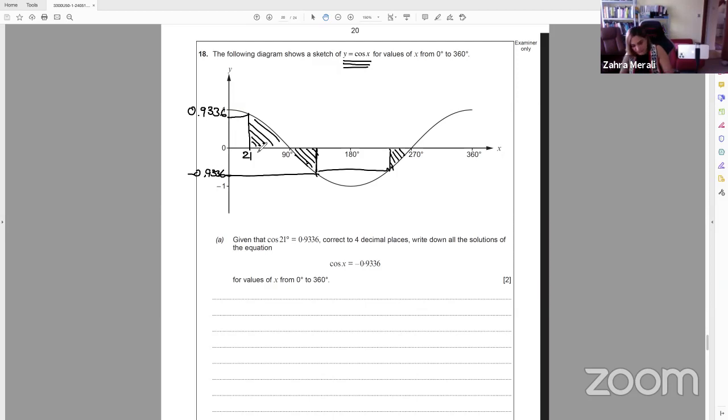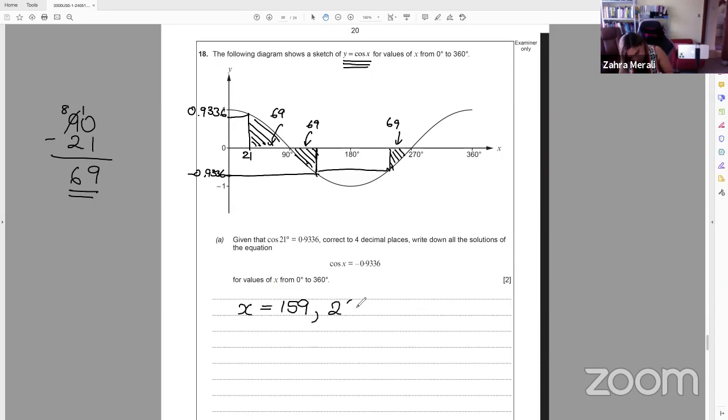So if we said that, we can find out this space here. So what space would we have here? What is 90? So we would do 90, take away 21. So you'd have 69 here. And that's going to be the same as this space here and this space here. So 90 plus 69 gives you 159. So your values for x would be 159 or 201 degrees. So I hope that makes sense. That's the much trickier bit.